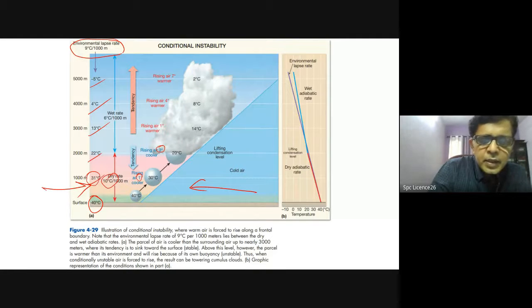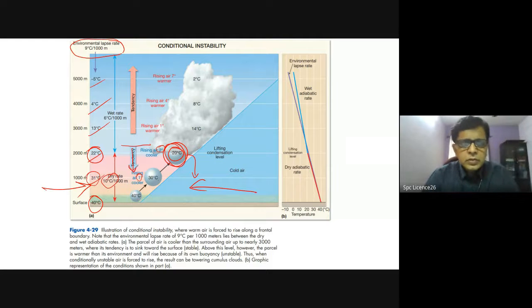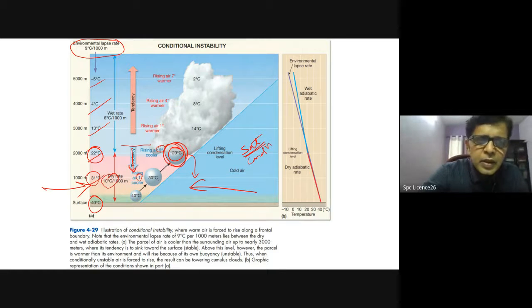Because it is cooler, this is 20 degrees, this is 22 degrees. This is heavier. Because it is heavier, the tendency is to come down. You can see here, the tendency is to come down. And then you'll see that at this level, saturation takes place. Saturation leads to condensation. Condensation leads to formation of clouds.